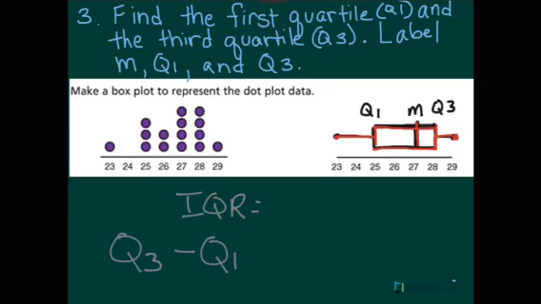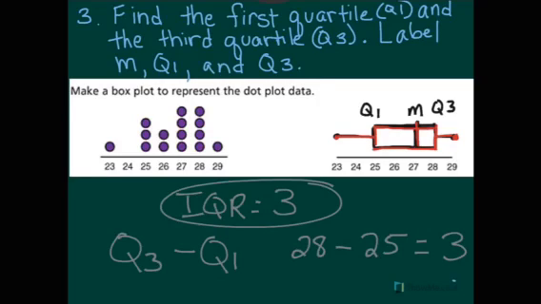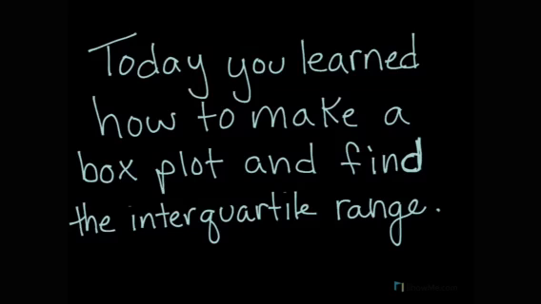So Q3 was 28 minus Q1 was 25. So our interquartile range would be 3. Now the actual range of our data would be 29 minus 23, which would be 6. But interquartile is going to be inter, within our quartile. Today you learned how to make a box plot and find the interquartile range.